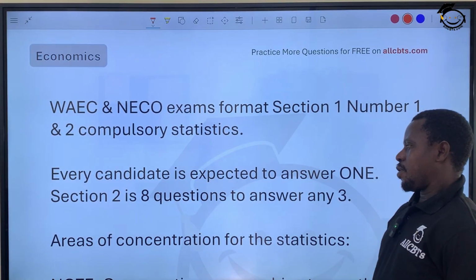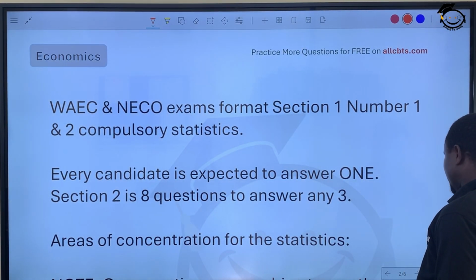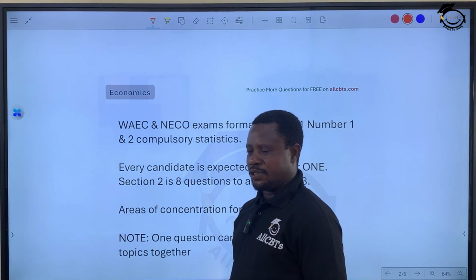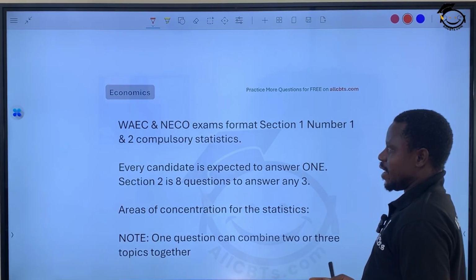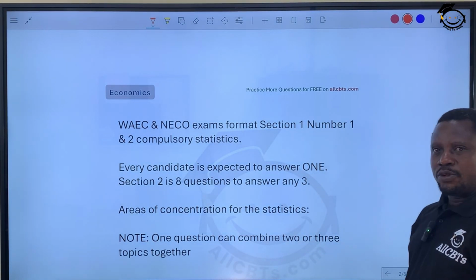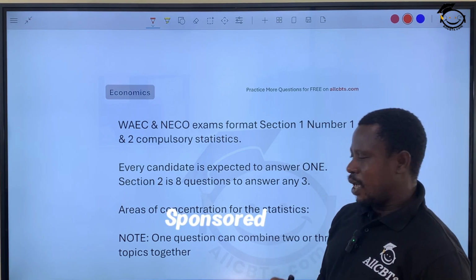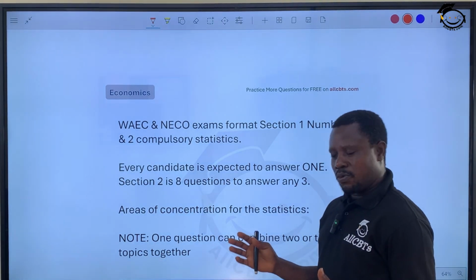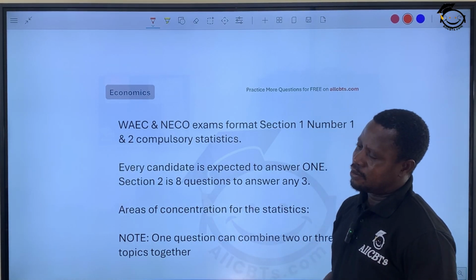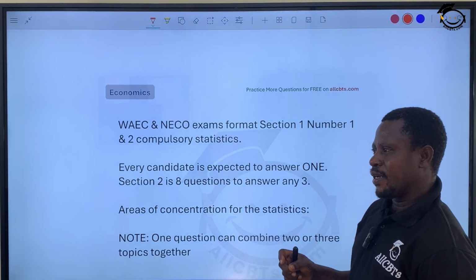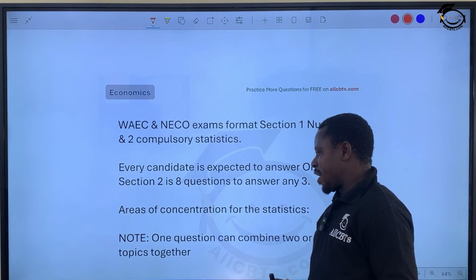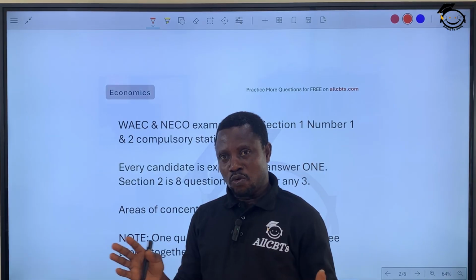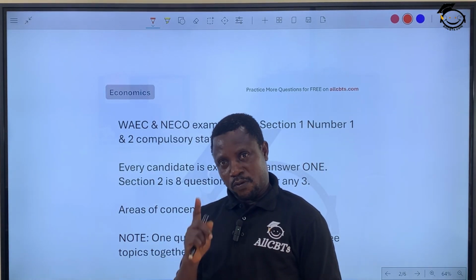So I just thought to myself that it is very important for me to help you out by showing you some areas of concentration where WAEC and NECO normally bring those special calculation questions from. When I look at those questions over the years, sometimes one WAEC statistics question could combine 2 or more topics together.